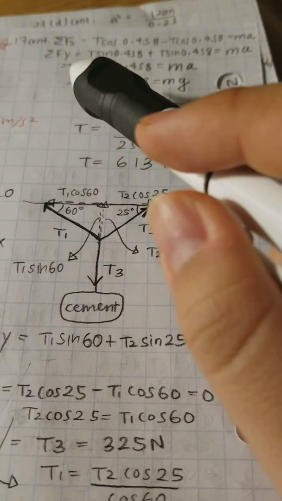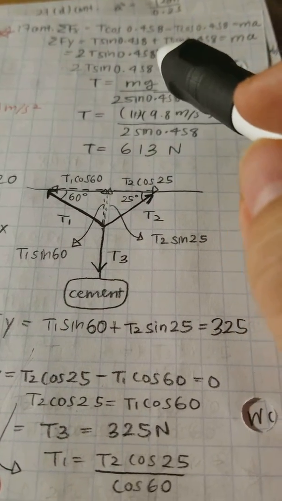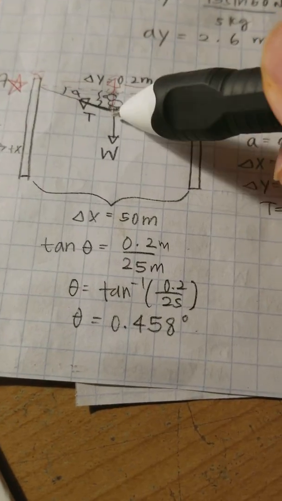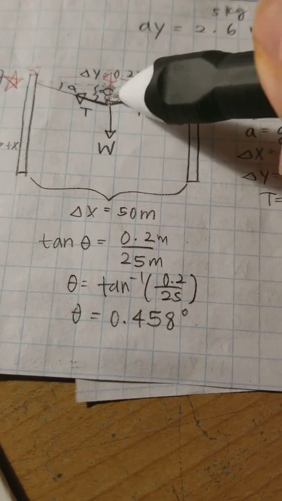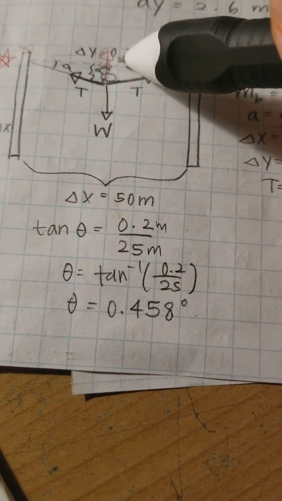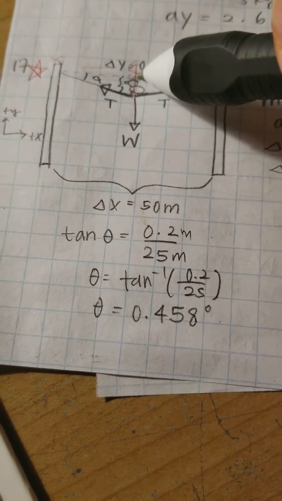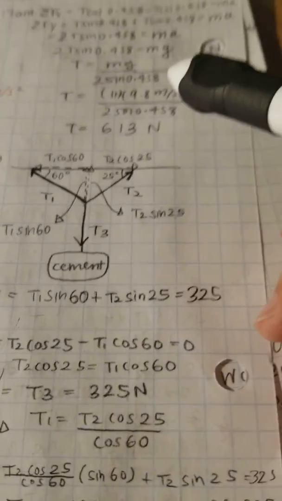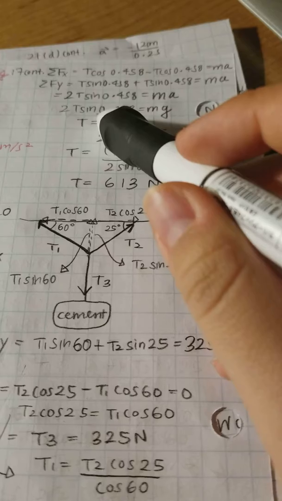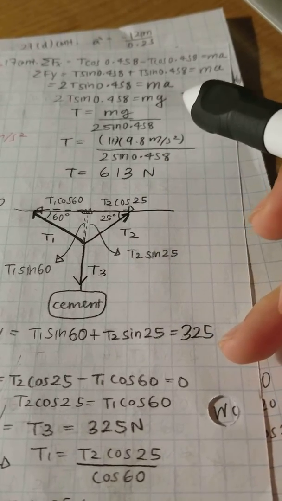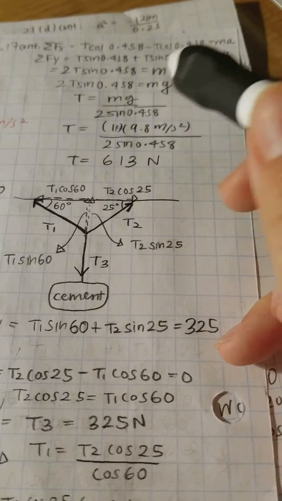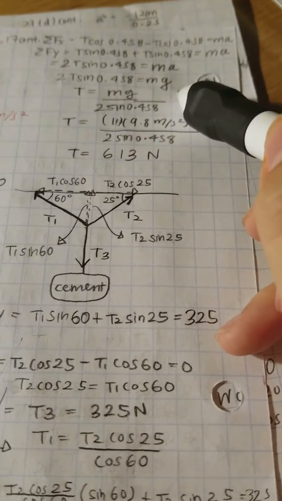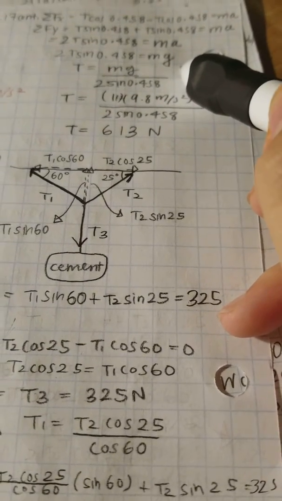Now for the y direction, it's T sine 0.458 plus T sine 0.458 equals ma, because when you separate the tension vector into the horizontal and vertical components, they're both facing upwards, and they both have the same numerical value. So when you add them, you get 2T sine 0.458 equals ma. But remember, ma is actually just going to be mg, because it's the force that's counteracting mg that's exerted by the bird onto the wire.